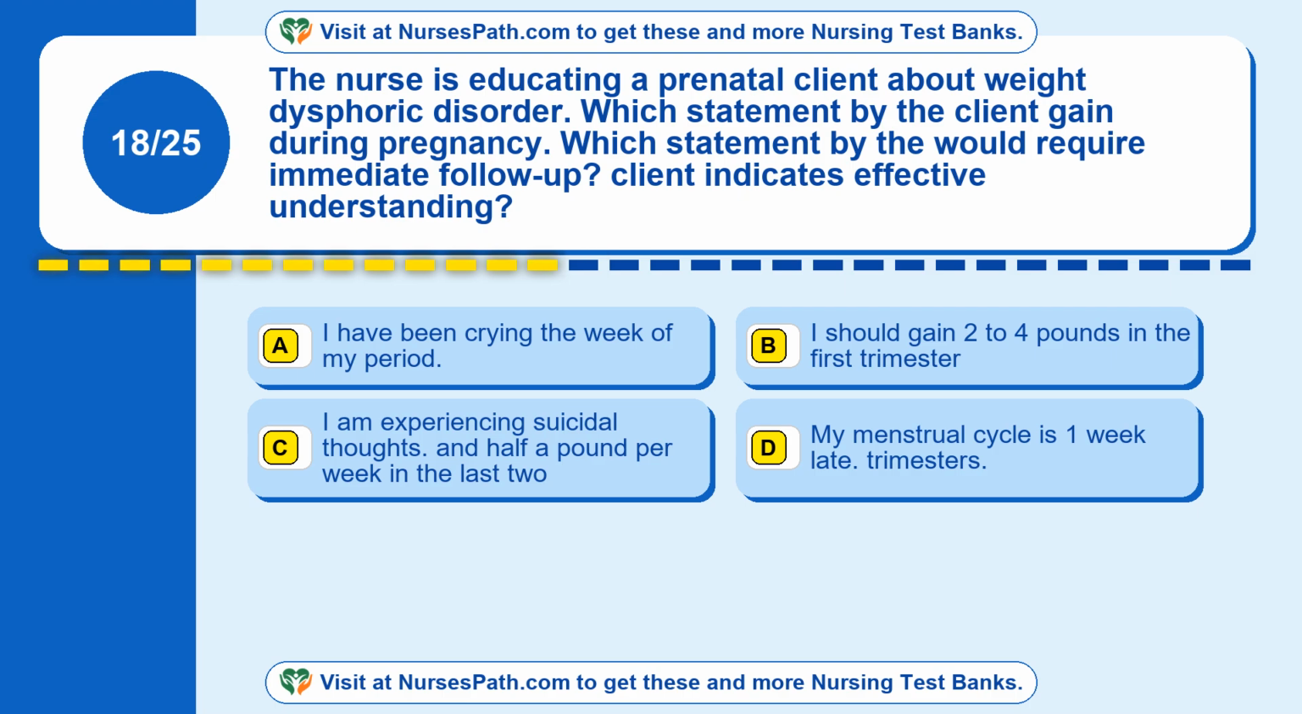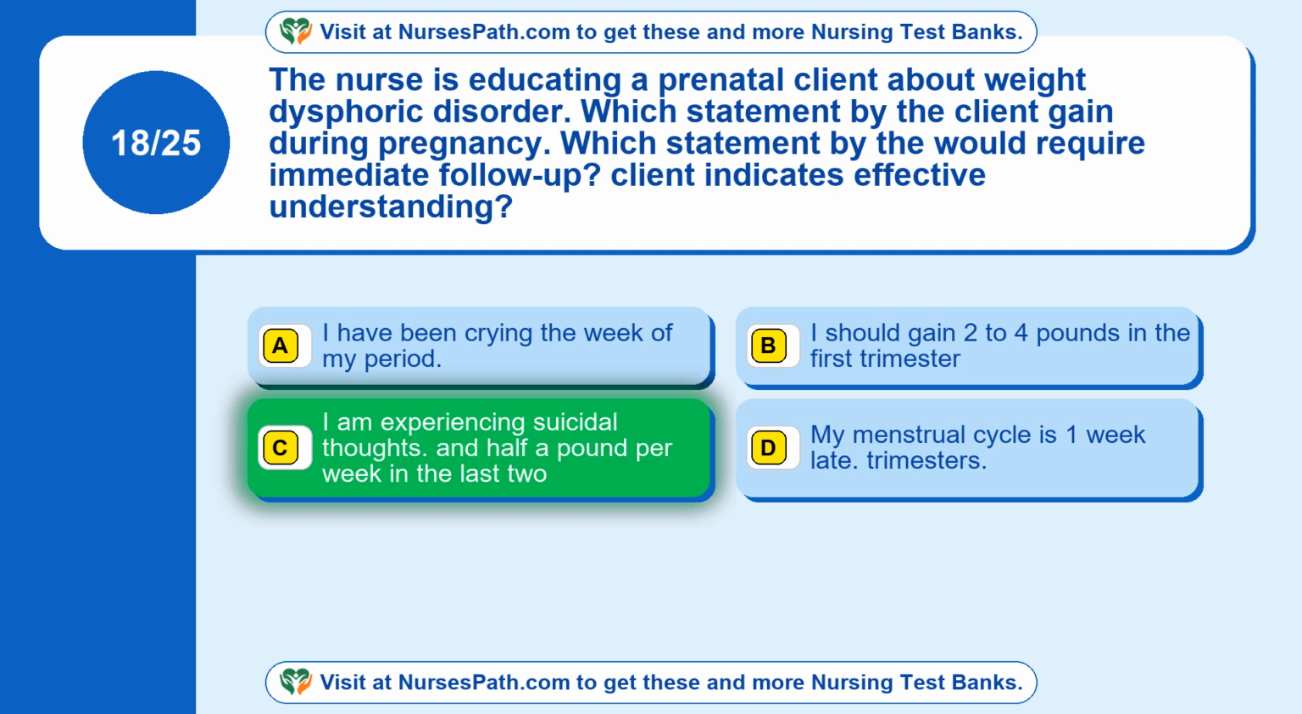Option B. I should gain 2 to 4 pounds in the first trimester. Option C. I am experiencing suicidal thoughts, and half a pound per week in the last 2 trimesters. Option D. My menstrual cycle is 1 week late. The correct answer is option C.